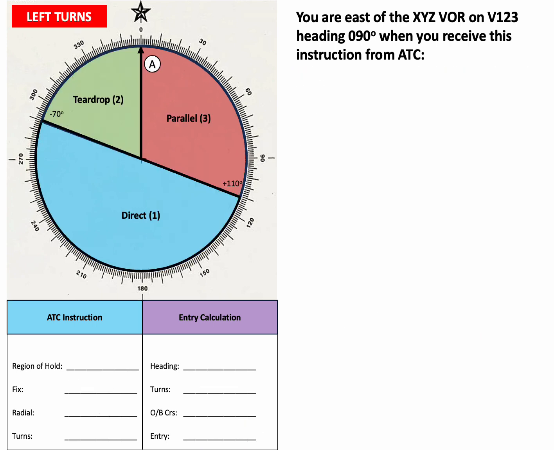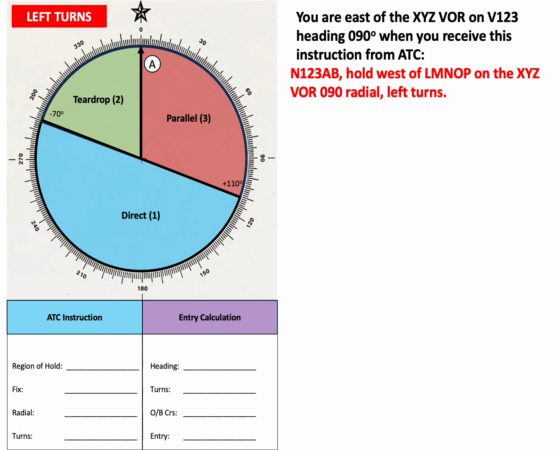Now let's try another hold at a fix that is not a VOR, but this time left turns. Here's the setup. You are east of the XYZ VOR on Victor 123 heading 090 degrees. You received this instruction from ATC. November 123 Alpha Bravo, hold west of LMNOP on the XYZ VOR 090 radial, left turns. First, write down the instructions as you heard or read them. Start with the region of hold, west. Then the fix or waypoint is LMNOP, the radial is the XYZ VOR 090 radial, and the direction of the turn is left turns.